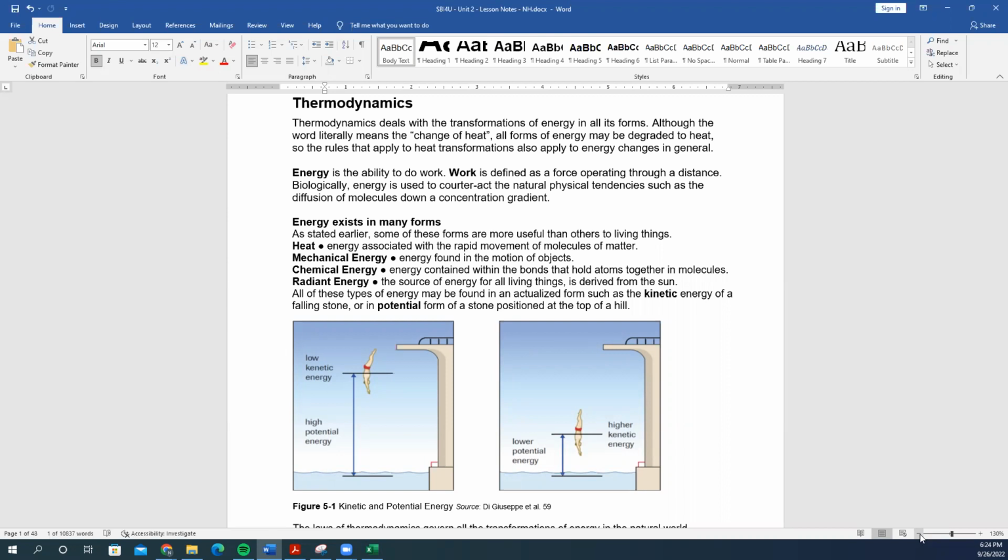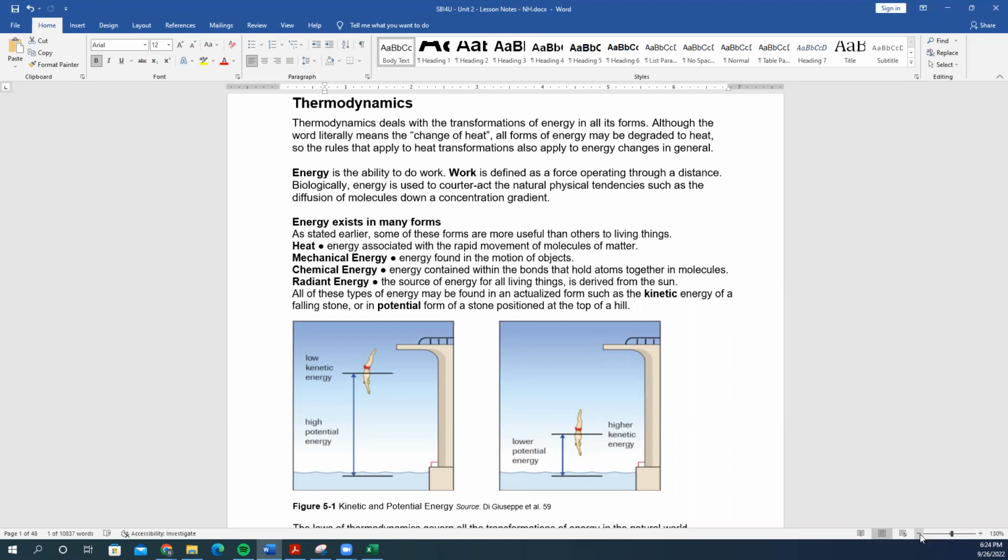But all forms of energy, if you think about it, are eventually degraded down to heat. So in a way, the rules that apply to this change of heat and heat transformation also apply to energy changes, all kinds of energy changes in general.